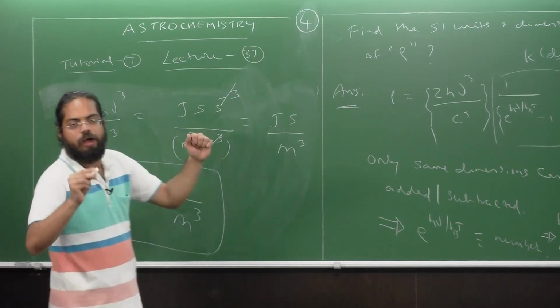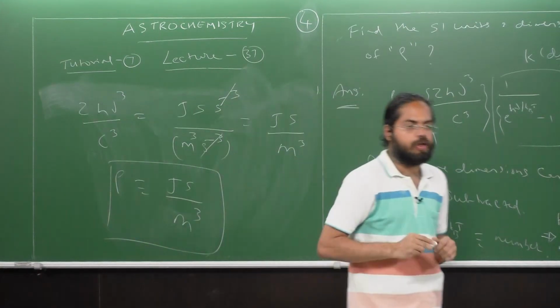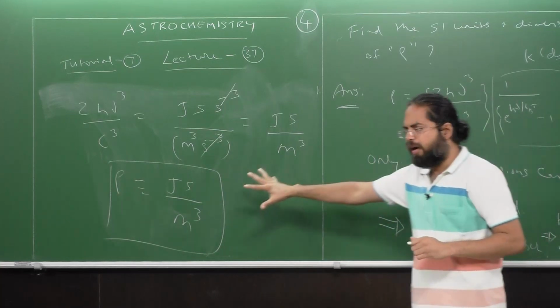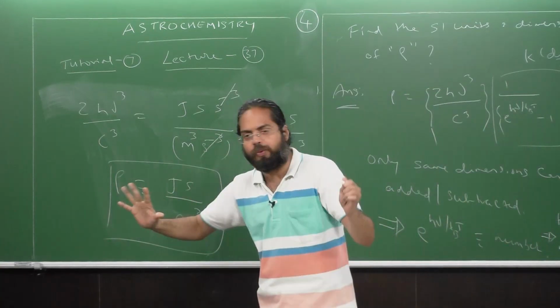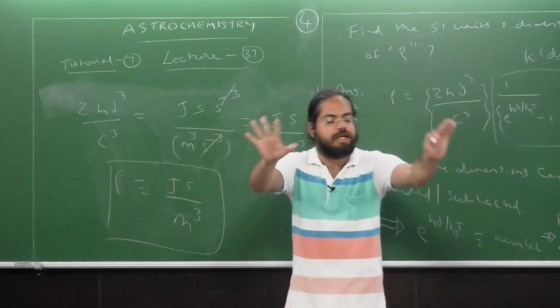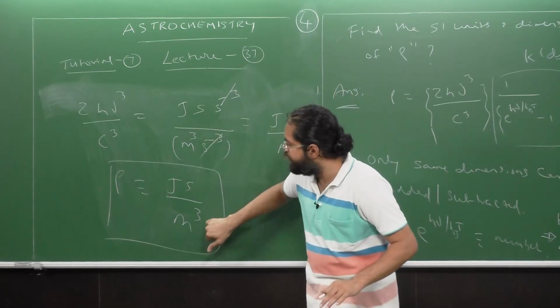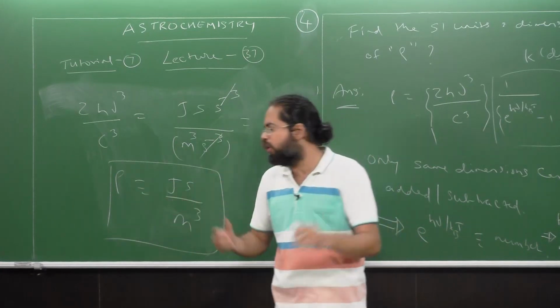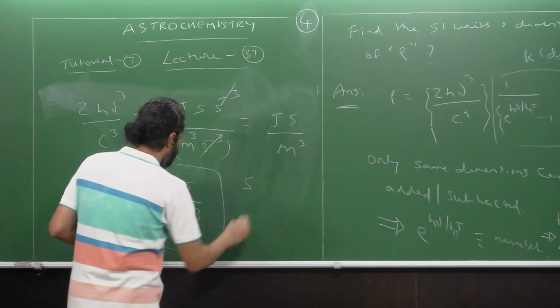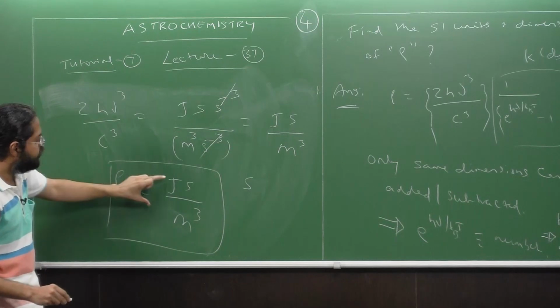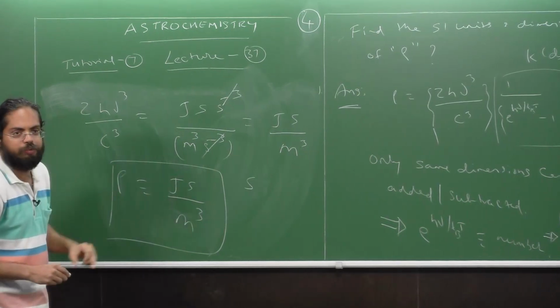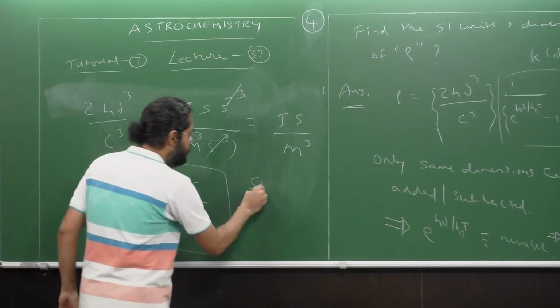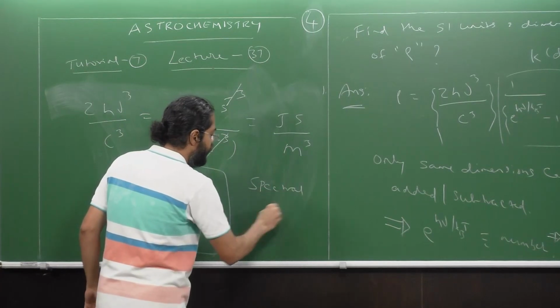This is something exceptionally important. This is in fact called spectral density per bandwidth. Don't worry about the technical term, but we're going to be using this particular term rho, which is also called spectral density, because it is a measure of some amount of energy per meter cube. All right, so this is what is called spectral density.